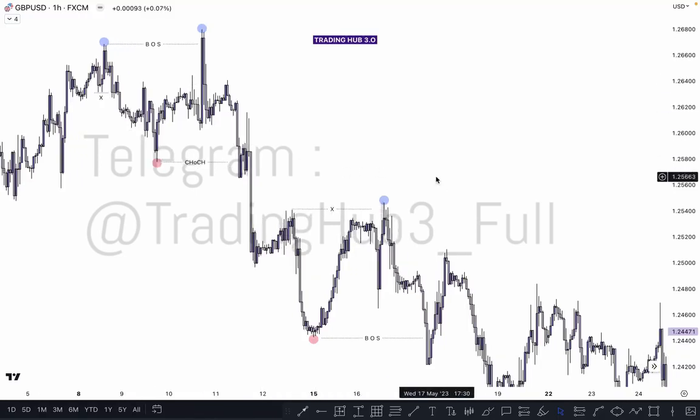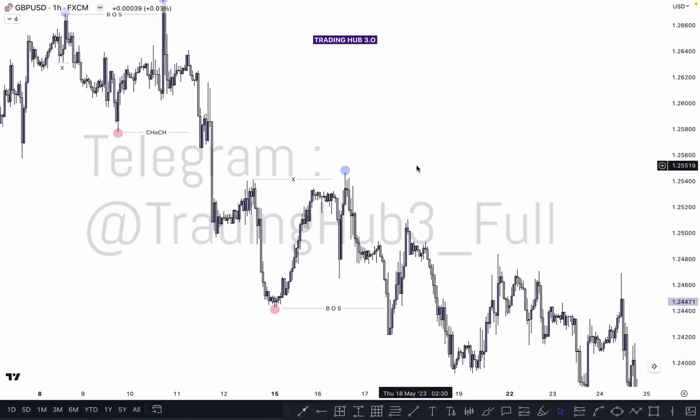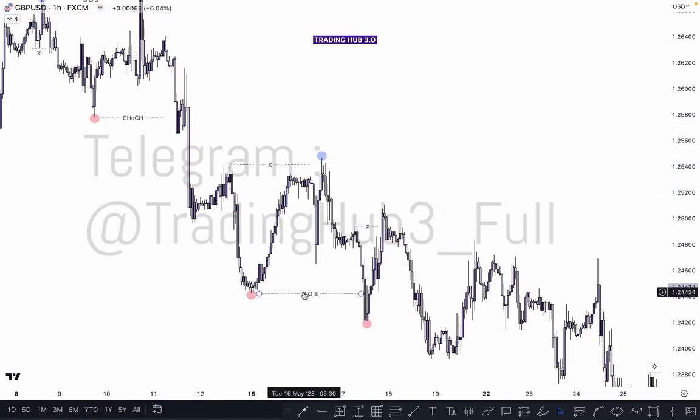First of all, again you have to mark inducement. So where is the inducement? At this point, this one. So after taking out the inducement, our lower low is confirmed here at this point. Again the market pushes downside and breaks this low and closes below it. So if it closes below it, then our lower high is confirmed. Which point? This one.